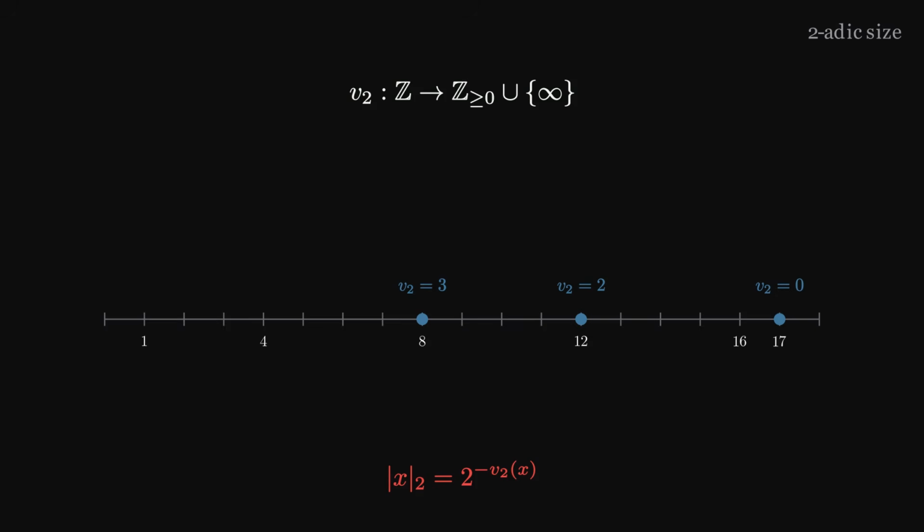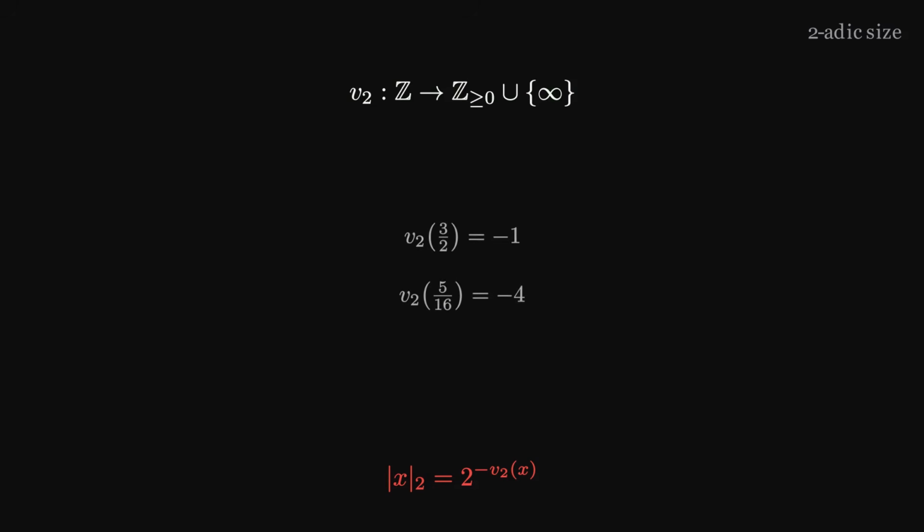For a rational number p over q, we extend the definition. The valuation of the fraction is the valuation of the top minus the valuation of the bottom. So 3/2 has valuation -1, size 2. 5 over 16 has valuation -4, size 16. Rationals with big powers of 2 in the denominator become enormous.